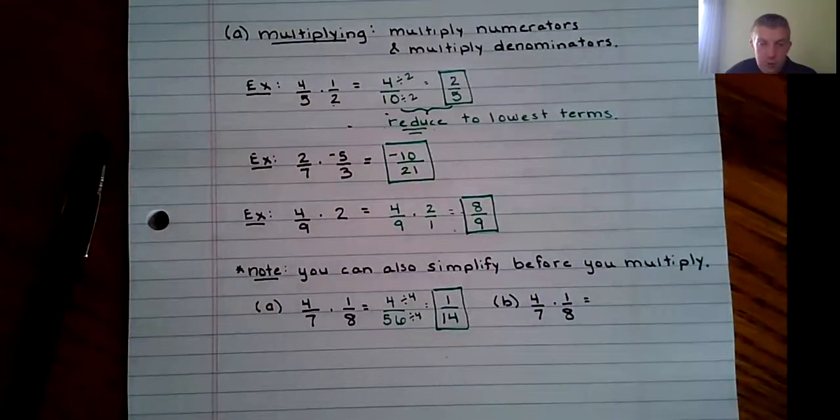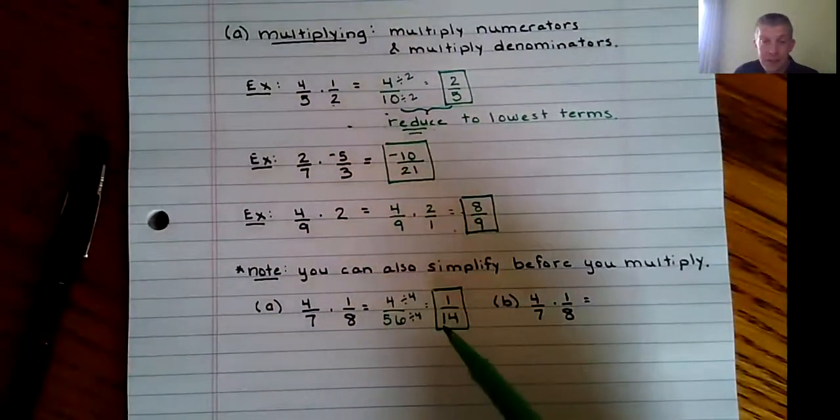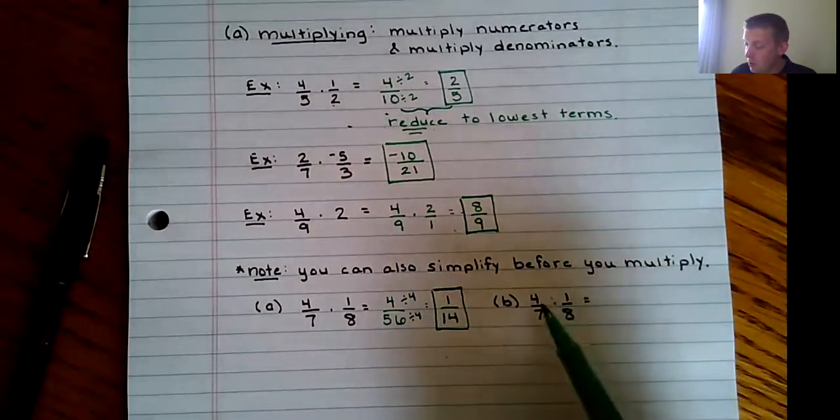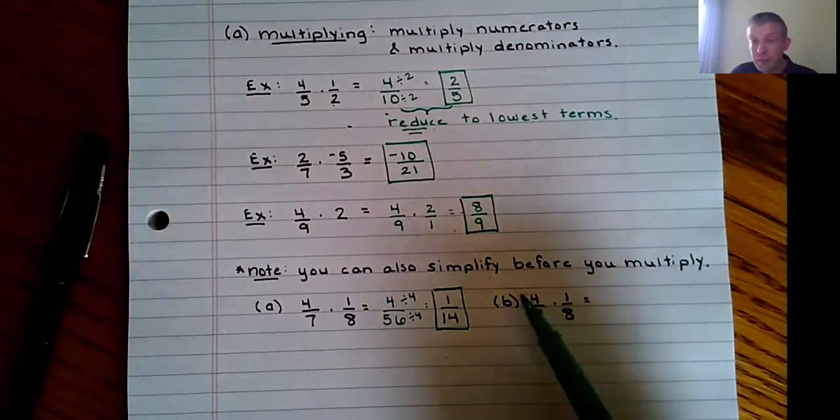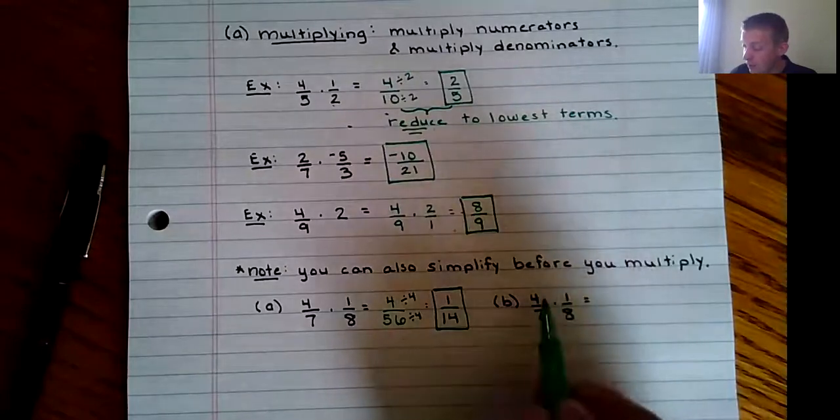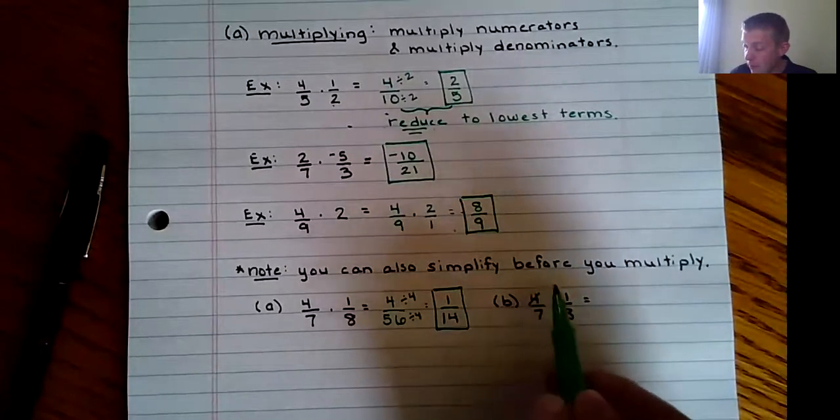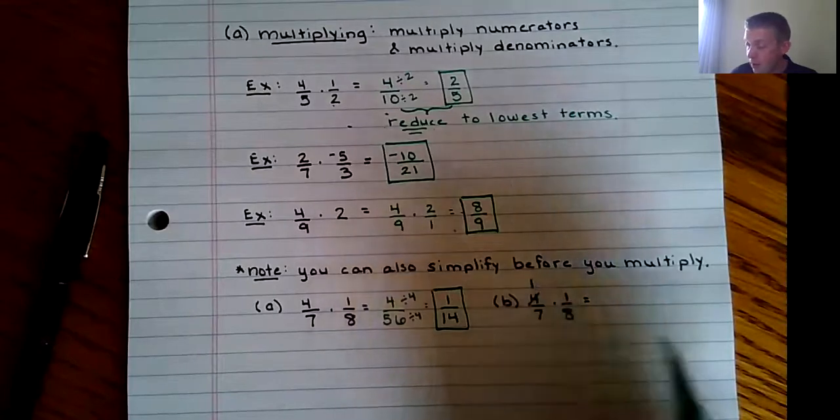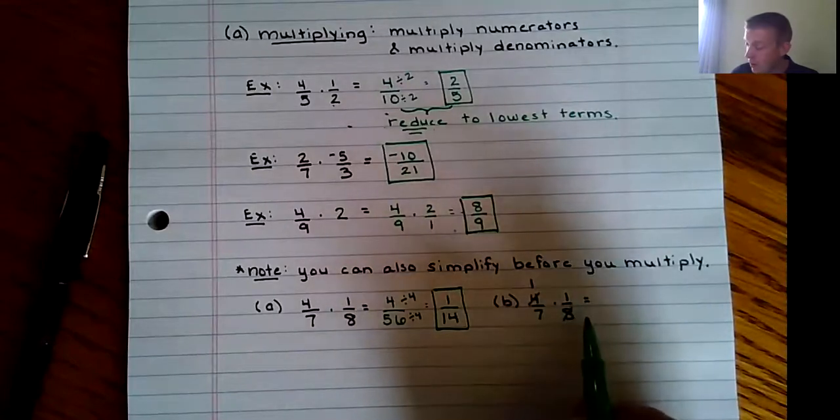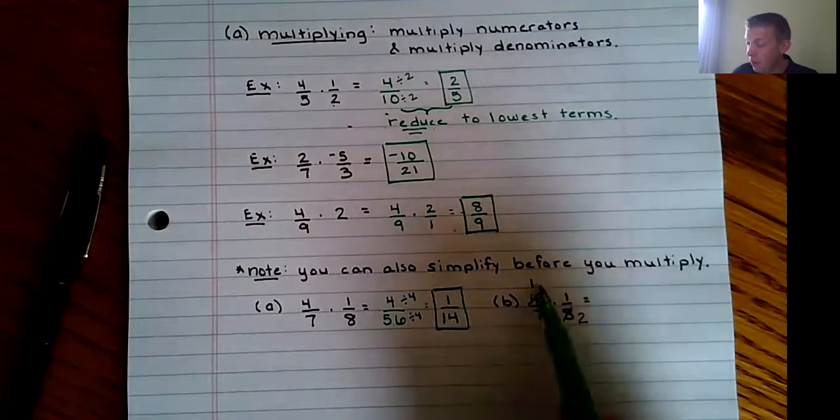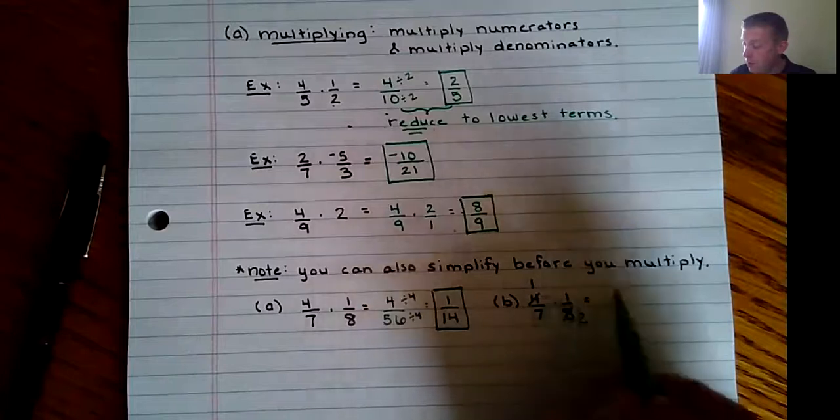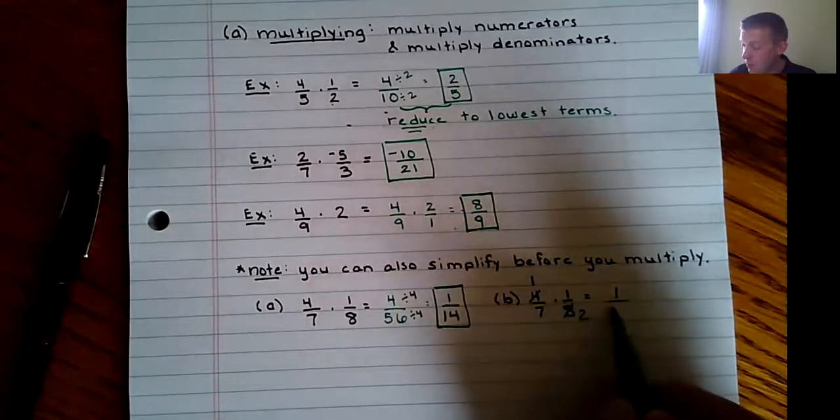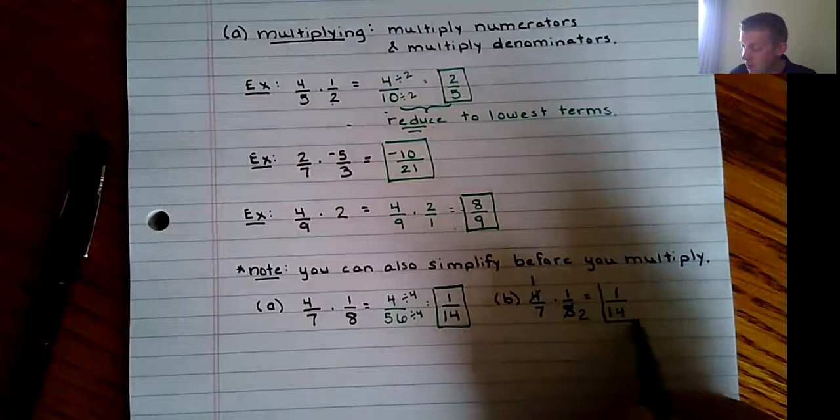Sometimes people prefer to reduce earlier just because it makes this final step a little bit easier to do in your head. So for example, if you see a number on top and a number on the bottom of a multiplication problem that can both be divisible by the same number, like 4 and 8, I can divide this by 4 and get 1. I can divide this by 4 and get 2. And now everything left doesn't have any common factors involved. So now I multiply across. 1 times 1 is 1. 7 times 2 is 14. And you see you get the same answer right away.